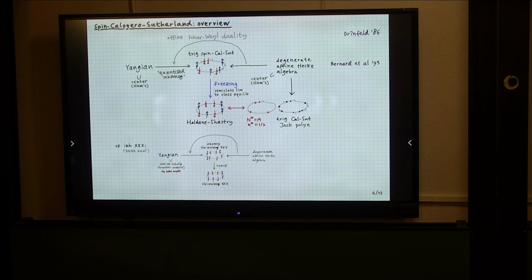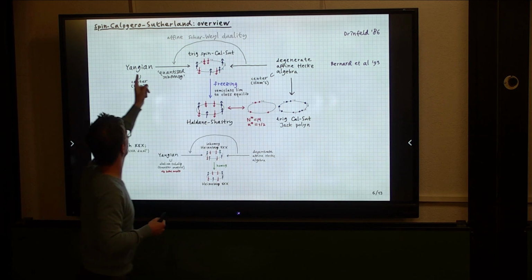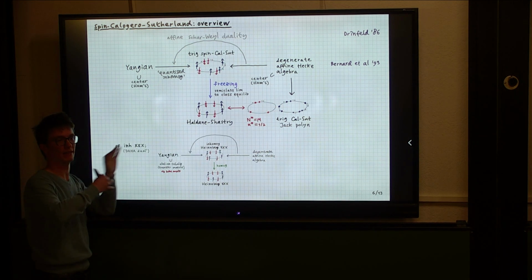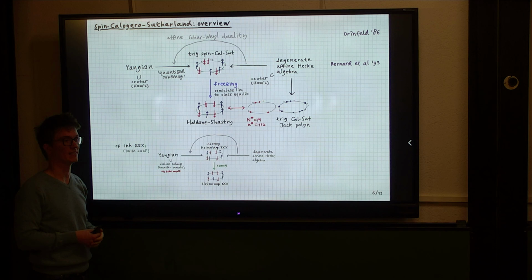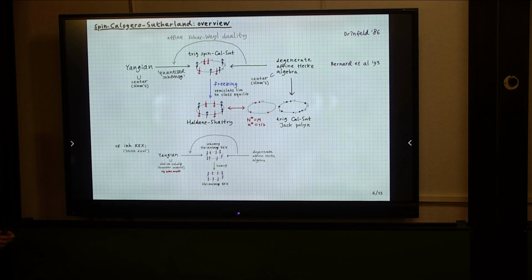I hope it summarizes at least a little how, on the one hand, we have a degenerate affine Hecke algebra, we have a Yangian, and they play together to produce this model with all its nice symmetries. In particular, this really explains where the structure for Haldane-Shastry comes from.